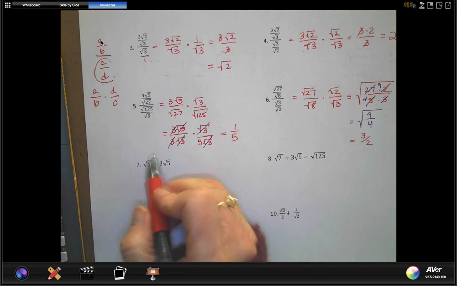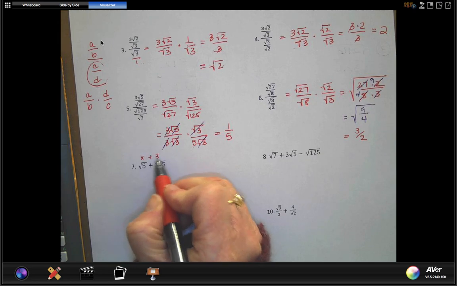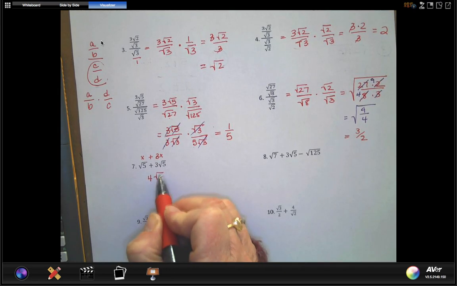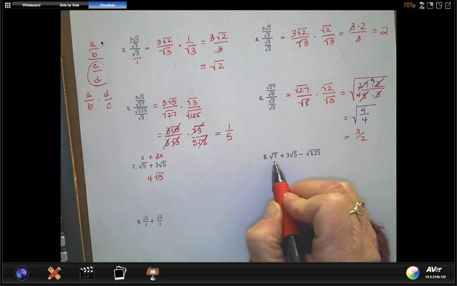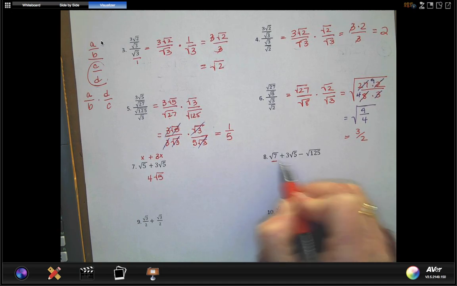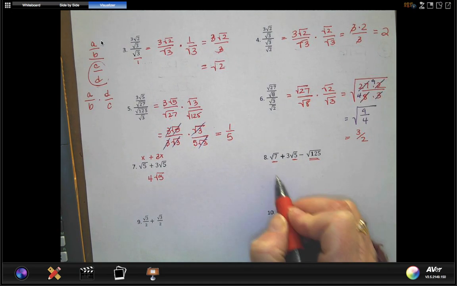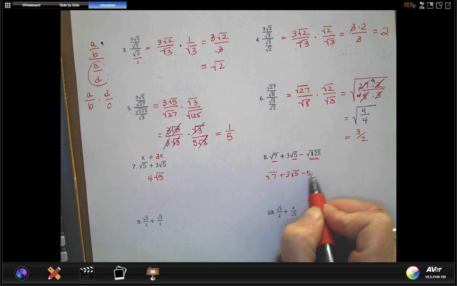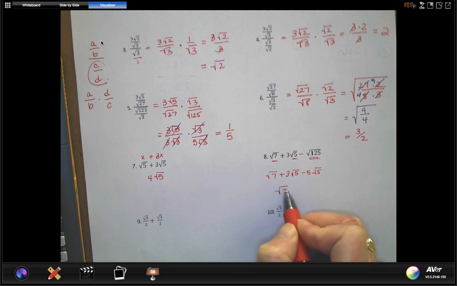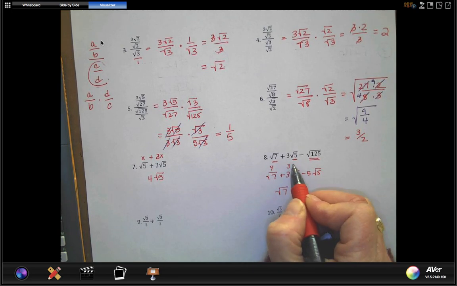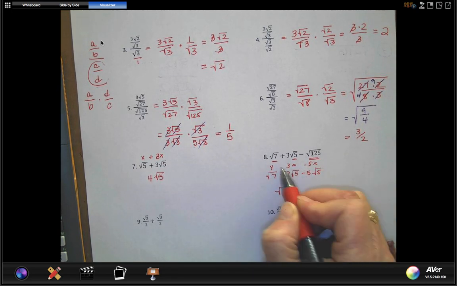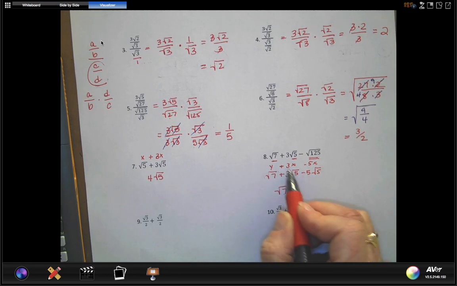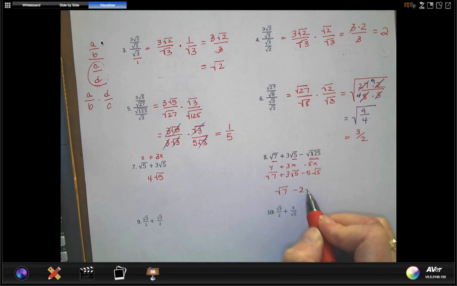Down here, pretend this is just like x plus 3x. You'd get 4x. So here you have 4 square roots of 5. This can't combine with that one. This one we can simplify. This is like y, but this would be like 3x minus 5x. So that one has to stay by itself. But these would be minus 2 square roots of 5.